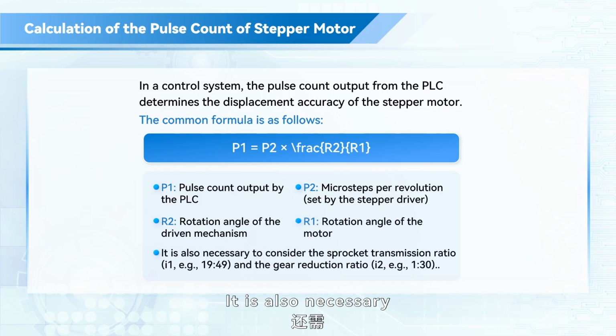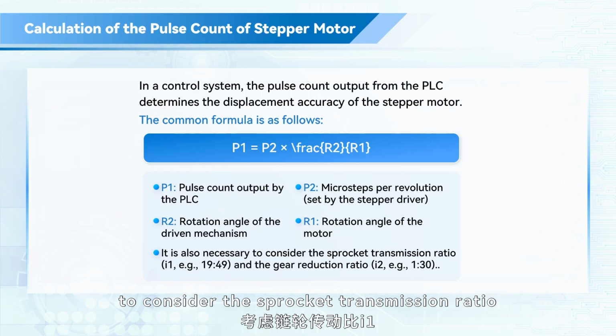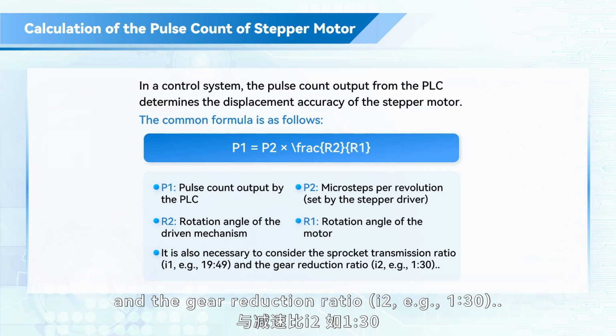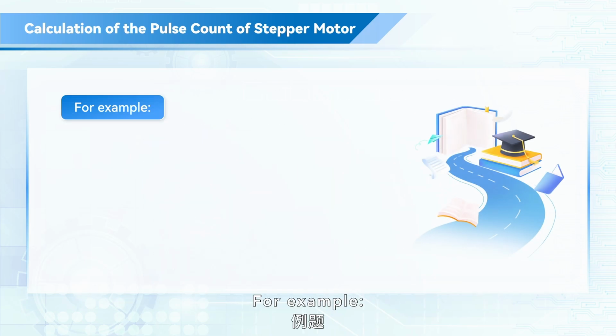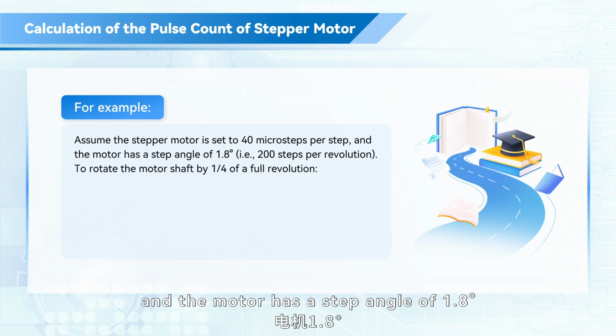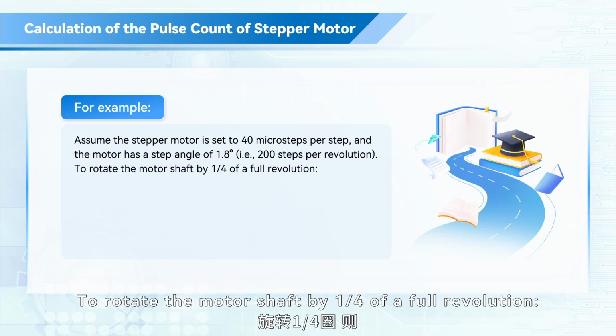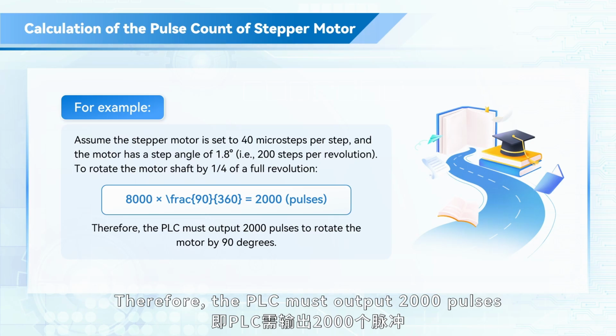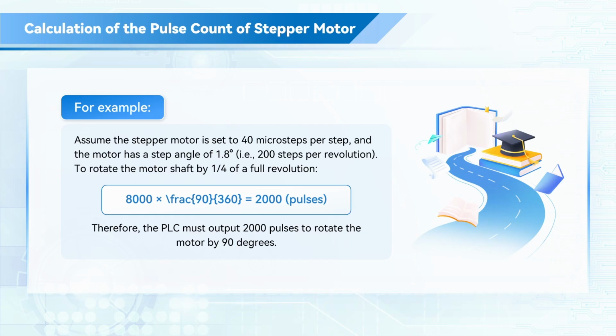It is also necessary to consider the sprocket transmission ratio, i1, e.g. 19:49, and the gear reduction ratio, i2, e.g. 1:30. For example, assume the stepper motor is set to 40 microsteps per step, and the motor has a step angle of 1.8 degrees, i.e., 200 steps per revolution. To rotate the motor shaft by 1/4 of a full revolution, 8,000 times 90 over 360 equals 2,000 pulses. Therefore, the PLC must output 2,000 pulses to rotate the motor by 90 degrees.